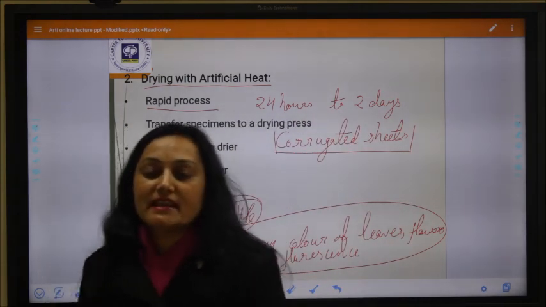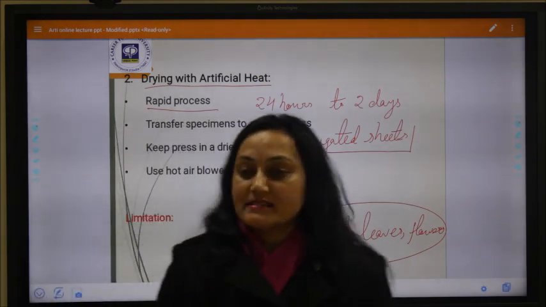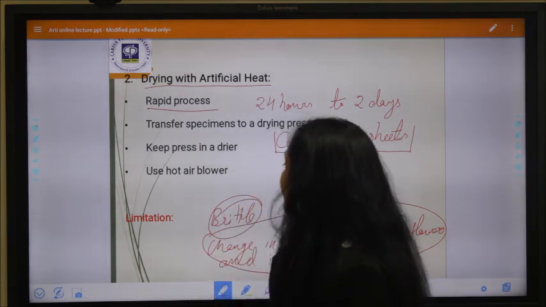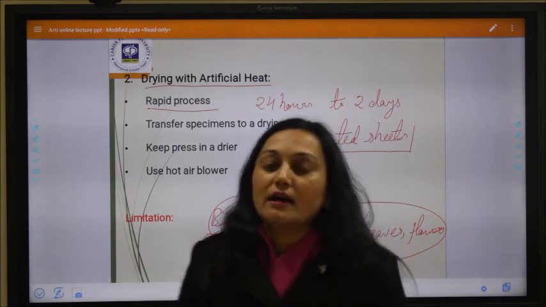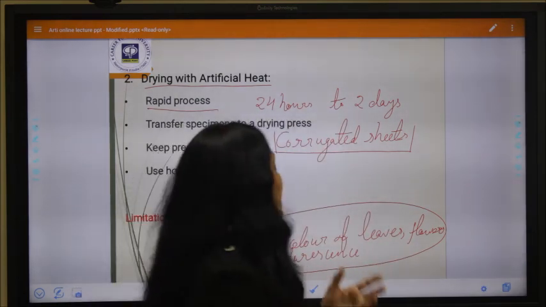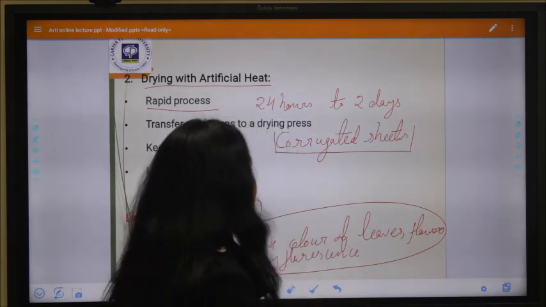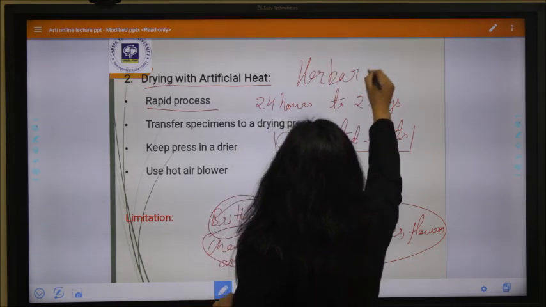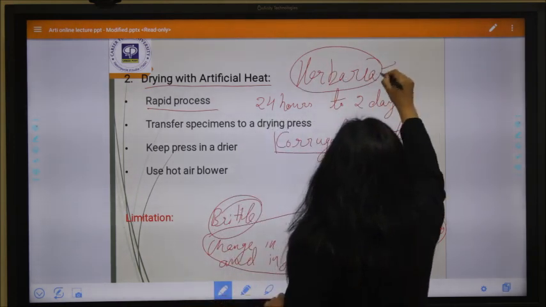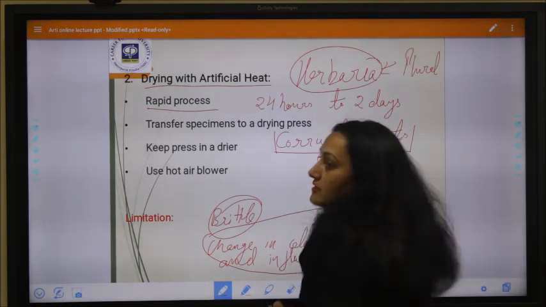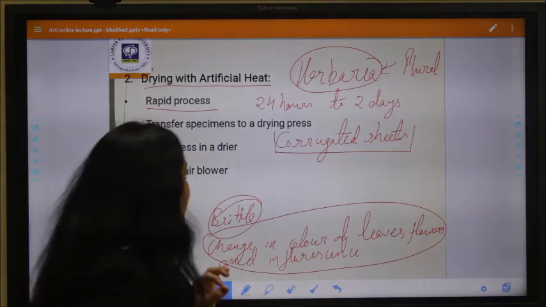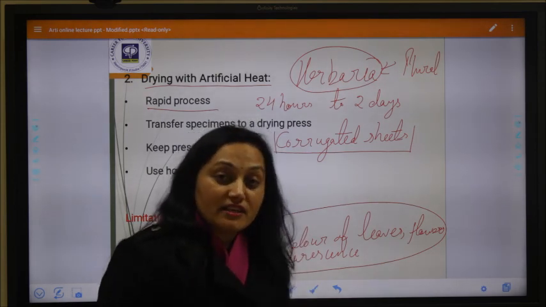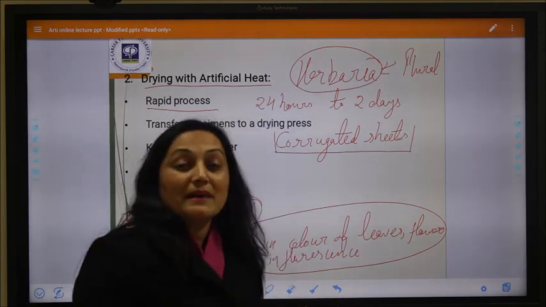So dear students, the rest of the steps of herbarium technique we will discuss in the next lecture. So today we have discussed about the herbarium. What is herbarium? Here I also want to tell you that the plural of herbarium is herbaria.